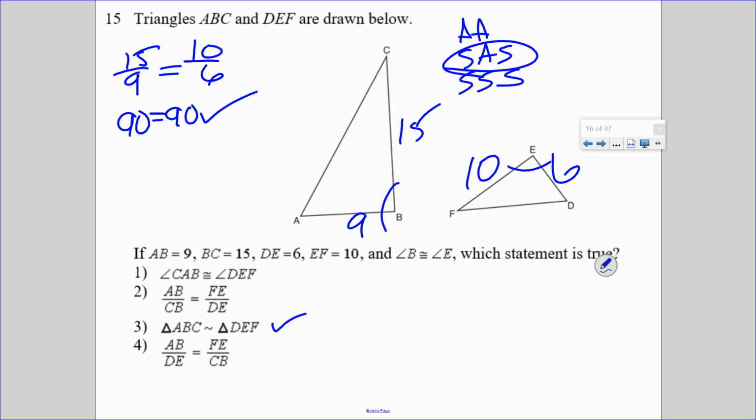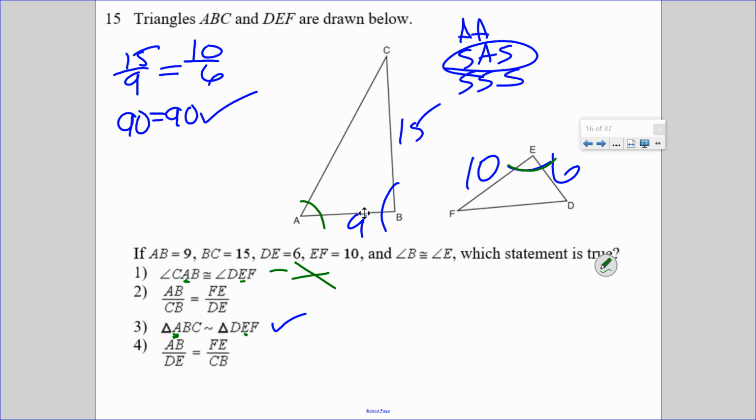So if they're similar, let's take a look and see what else is going on here. It wants to know if angle CAB is congruent to angle DEF. Well, do these angles correspond to each other? Doesn't look like it to me. And I can also look at these letters here. A and E are in different positions. They're not corresponding. That's not the answer.